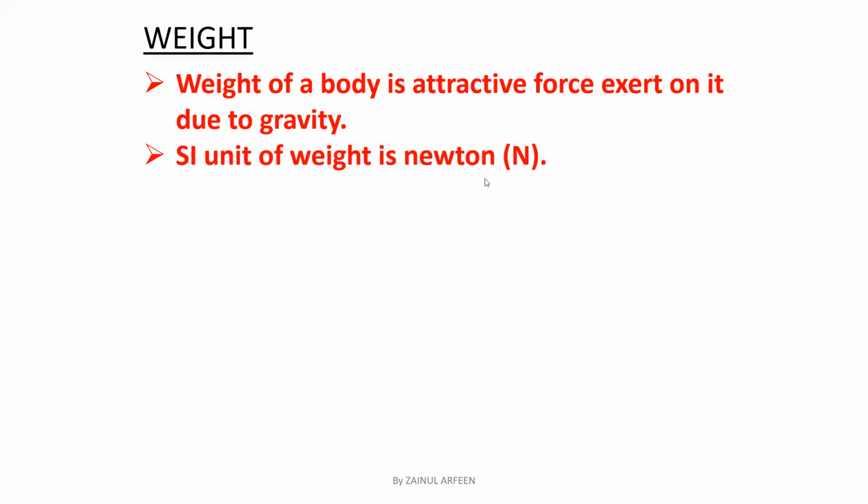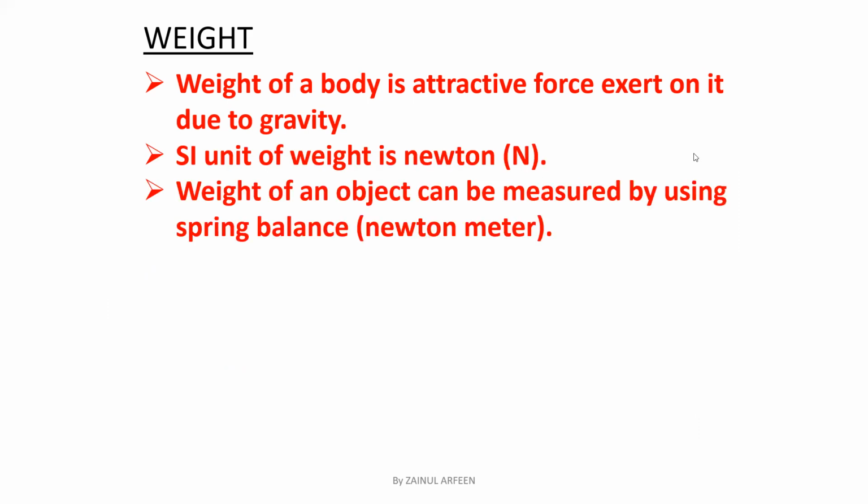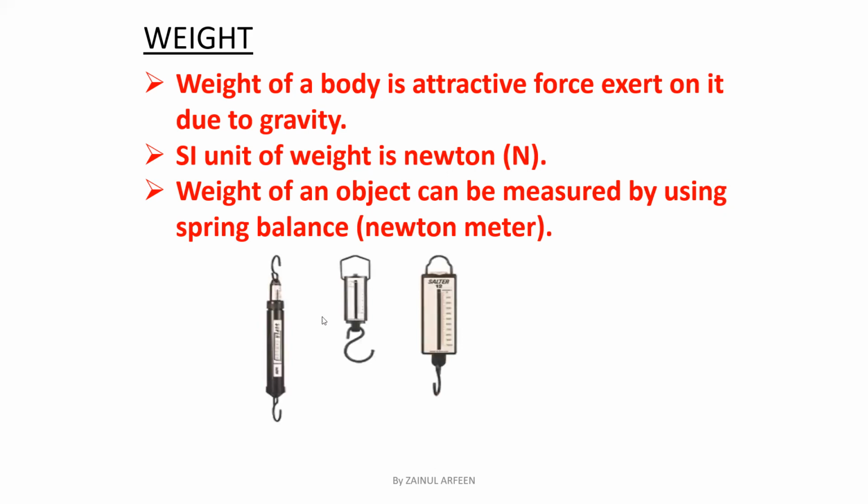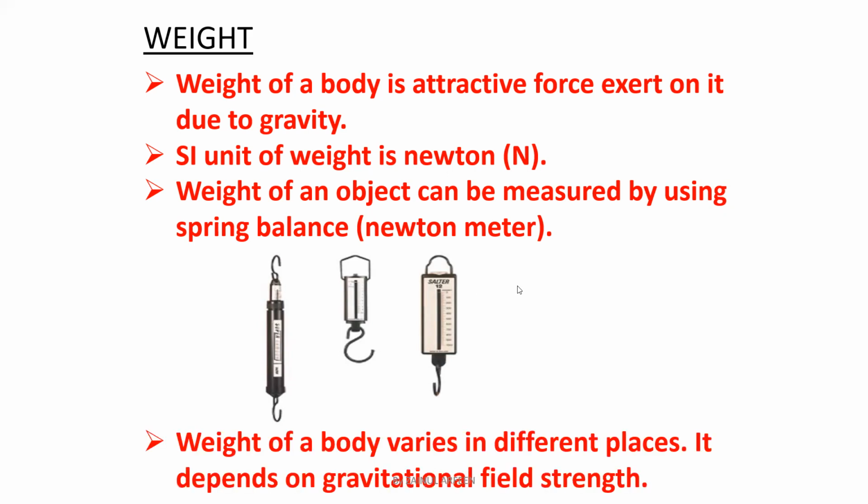And the SI unit of the weight is Newton. And how we can measure the weight, or how we can find the weight, we can use these balances known as the spring balance. These balances are also common, you have seen. So these are known as spring balances, which are used to measure the weight of an object. And weight of an object varies from place to place. It depends on the gravity.